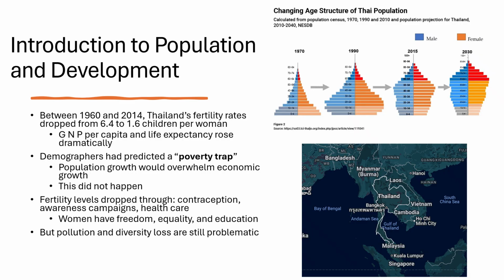So for example, here we have the population of Thailand between 1960 and about 2014. In Thailand, fertility dropped drastically. In 2014, on average, women had 1.6 children. And at the same time, the gross national product, the GNP per capita, what a country produced, increased. And so did the life expectancy.